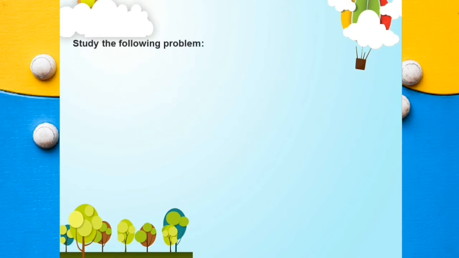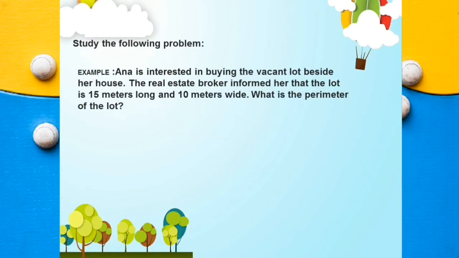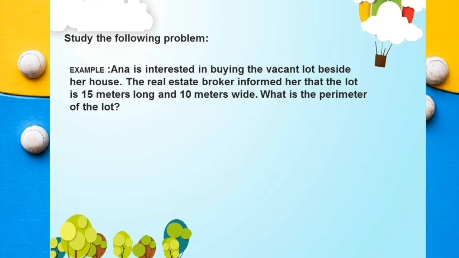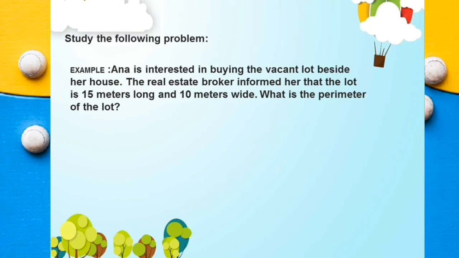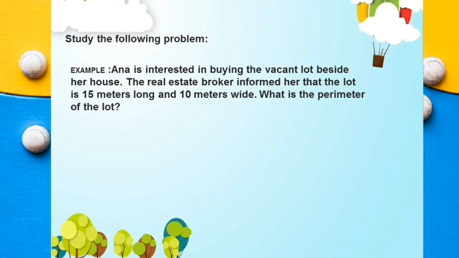Study the following problem. Anna is interested in buying the vacant lot beside her house. The real estate broker informed her that the lot is 15 meters long and 10 meters wide. What is the perimeter of the lot?